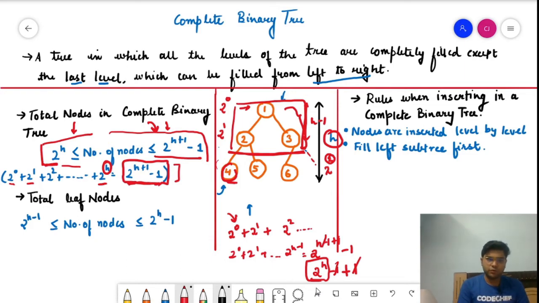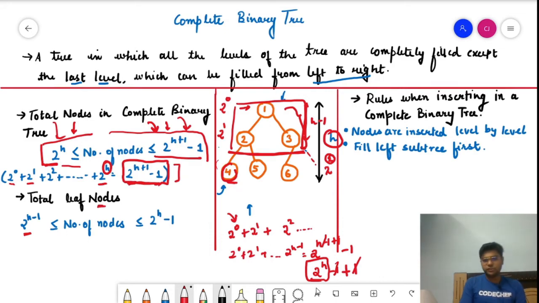So the maximum number of nodes can be 2 to the power h plus 1 minus 1, and the minimum number of nodes can be 2 to the power h. So this is the important condition for the total number of nodes. What will be the condition for the total number of leaf nodes? We have mentioned it over here. You need not memorize this, you just need to understand how we are able to derive it and what things we are using in it, and that will be sufficient.